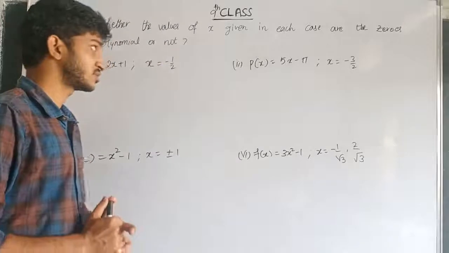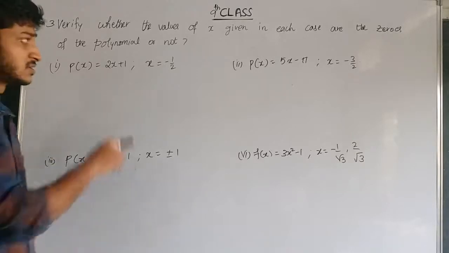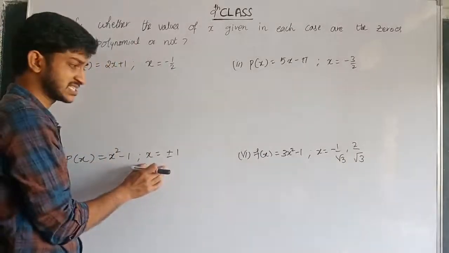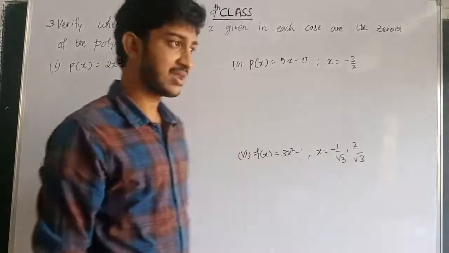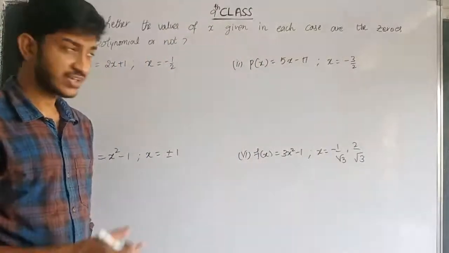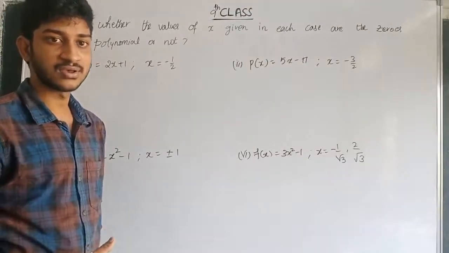See here children, today's third problem: verify whether the values of x given in each case are zeros of the polynomial or not. Here we have to verify the values of x which are given. Some values of x are given here, x equal to minus 1 by 2, x equal to plus or minus 1 by 2, and so on. So we have to verify whether these x values are the zeros of the polynomial or not.